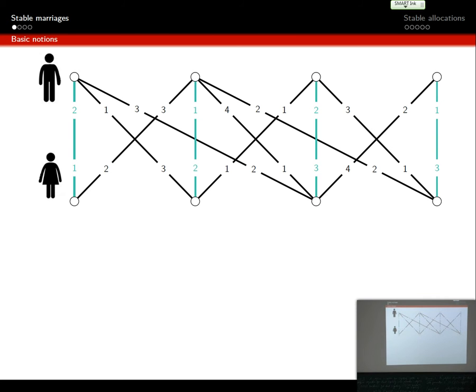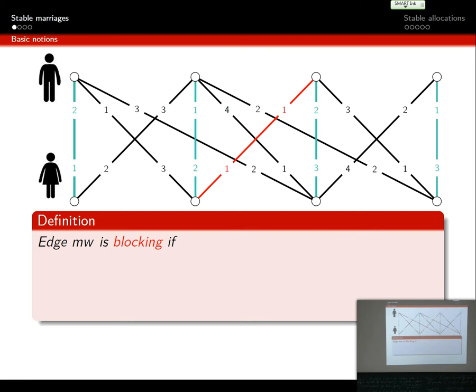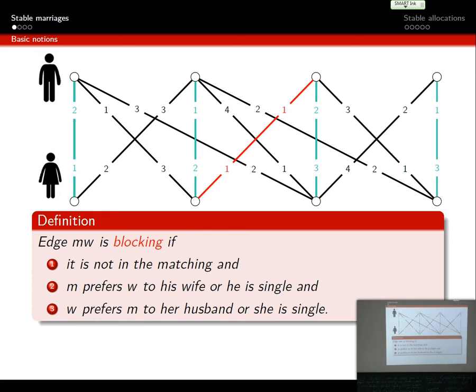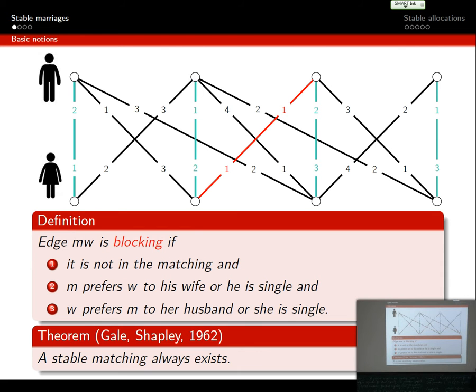We are searching for a matching, which is a set of edges such that no one is married to more than one person. And we say that this matching is stable if there is no edge blocking it. A blocking edge is an edge which is not in the matching, and both endpoints would benefit from switching from the existing matching to that edge. We have known for more than 50 years that a stable matching always exists in a graph. So these are the very, very basic things.